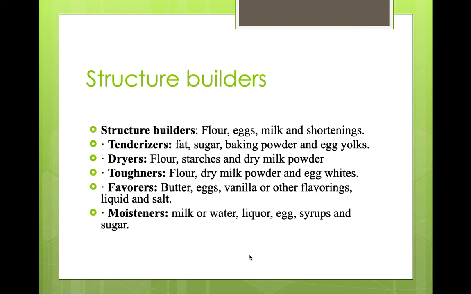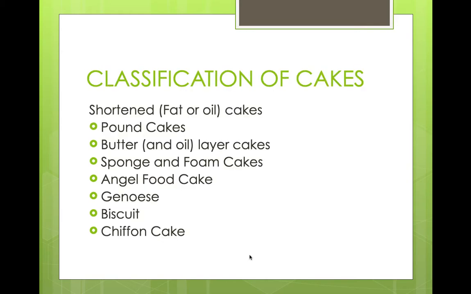Then we have the moistening agents. The basic moistening agents are milk and water. Sometimes even liquor is used for moistening in the cakes. Eggs and syrups are also basic ingredients used for moistening. Now we come to the classification of cake.